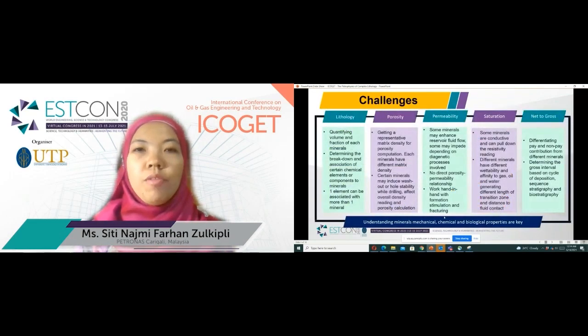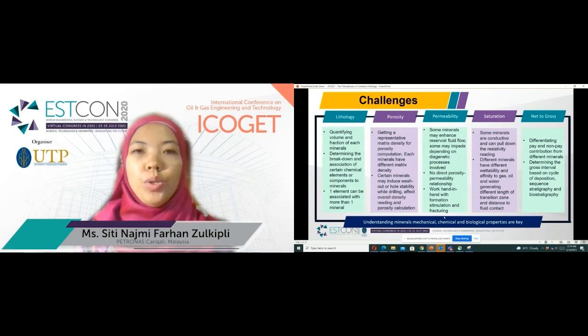So these are some of the challenges commonly faced during complex lithology interpretation. We need to quantify the amount of each mineral present in the rock and also determine which minerals are more dominant compared to the rest. Each mineral also has a specific matrix density. With the combination of multiple minerals present in a rock, we need to find a variable or composite matrix density in order to compute an accurate porosity of the rock.